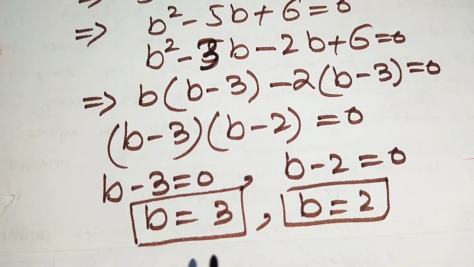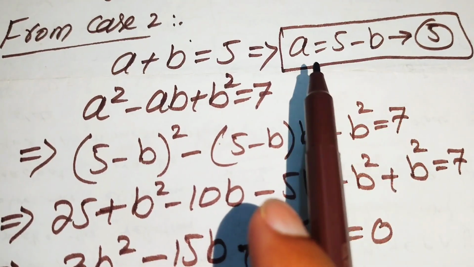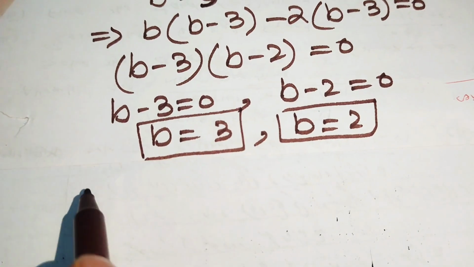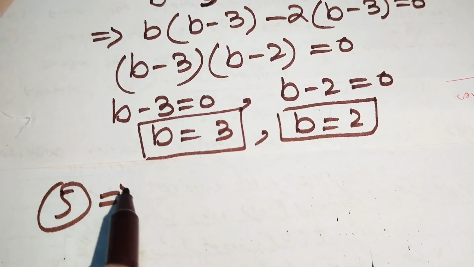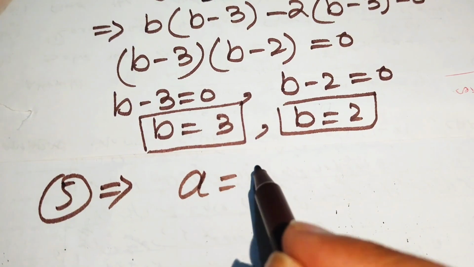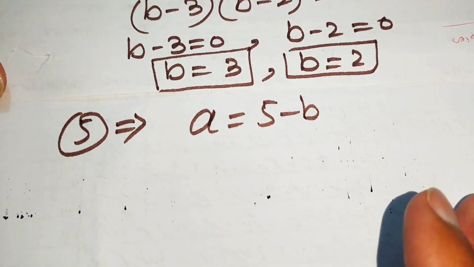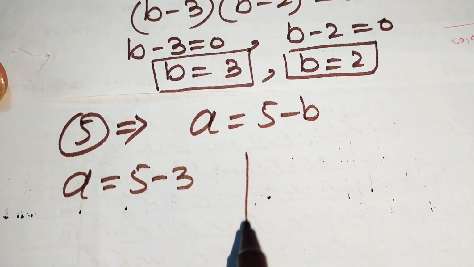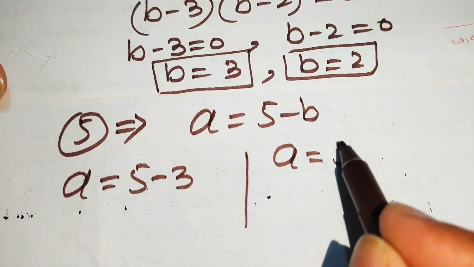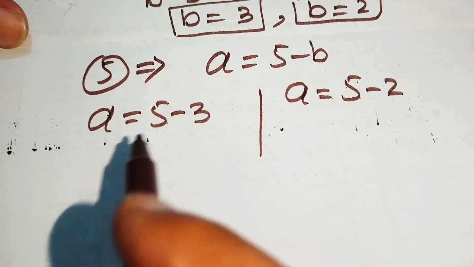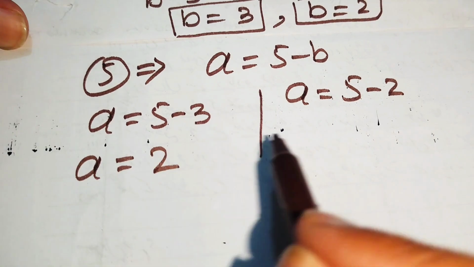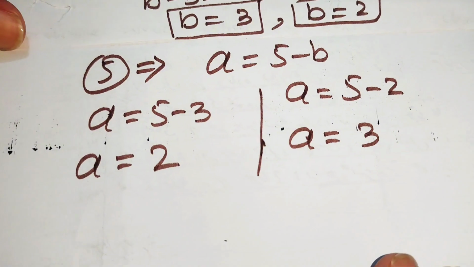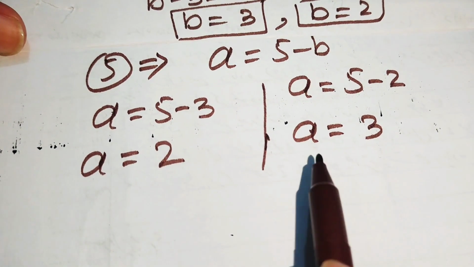Now we substitute these values of b in equation number 5, which implies that a equals 5 minus b. Here we substitute these two values and we get a equals 5 minus 3, and a equals 5 minus 2. After simplification we get the value of a equals 2, and here the value of a equals 3. So now we have the value of a is 2 and the value of a is 3.